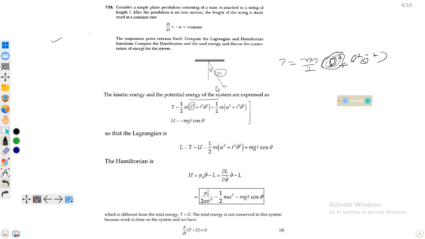Here, two variables are going to be changing. The first is theta, as the measured angle, and the second is the length, which is going to change. So these two will play a role in the kinetic energy. So m over 2 alpha square, since dl over dt is written as L dot. So L dot is equal to alpha, so L dot square will be equal to alpha square, plus L square theta dot square. This is the kinetic energy.